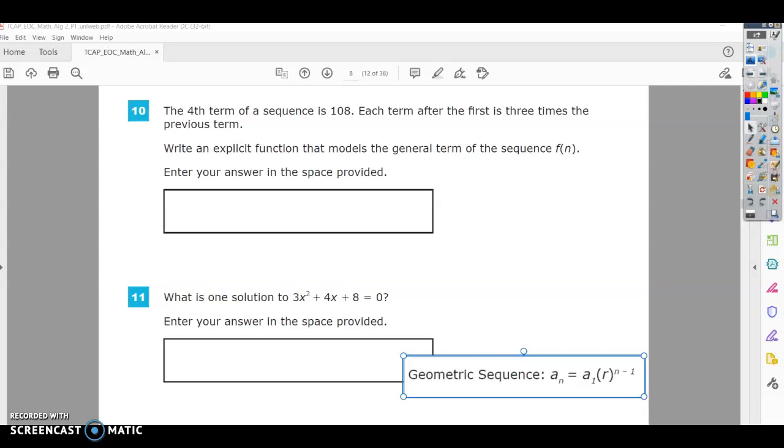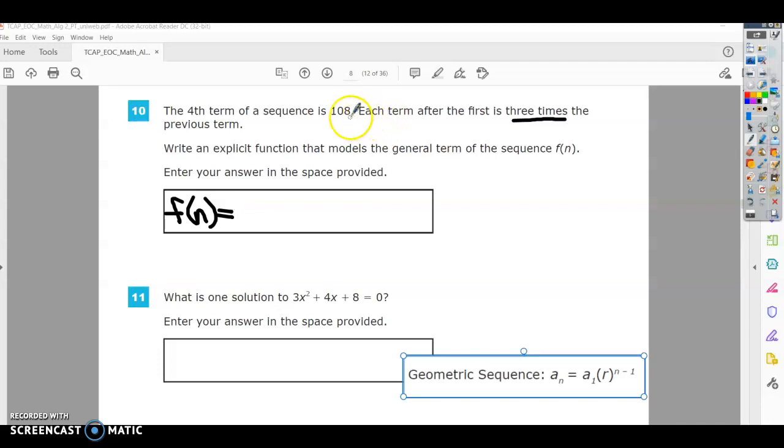All right, so this is number 10 on the Algebra 2 practice test, and it says the fourth term of a sequence is 108. Each term after the first is 3 times the previous term. Write an explicit function that models the general term of the sequence, f of n. Okay, so first of all, I'm going to go ahead and put f of n here because I know that's going to start our function.